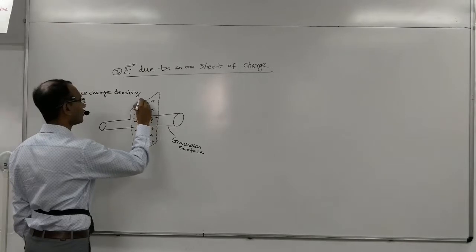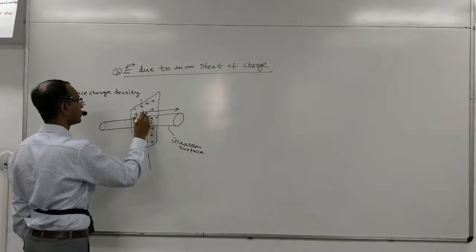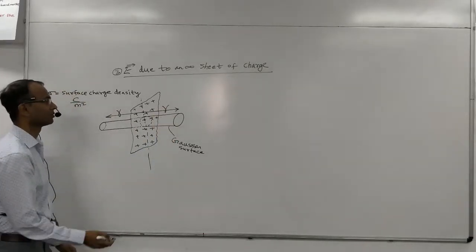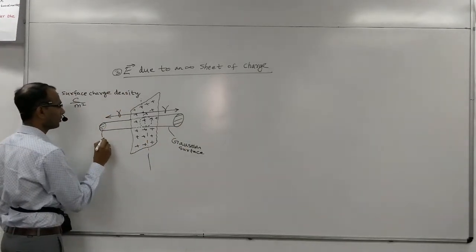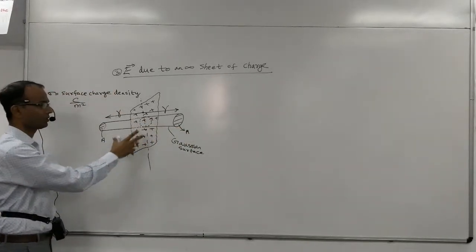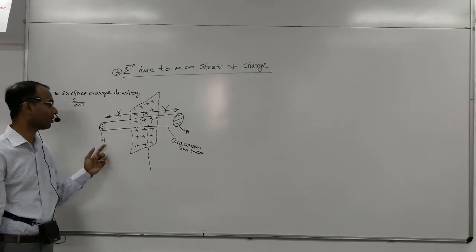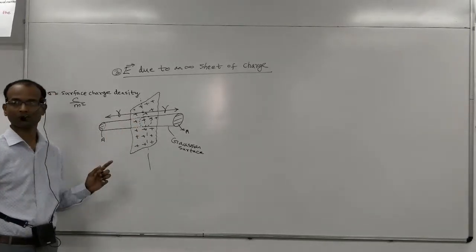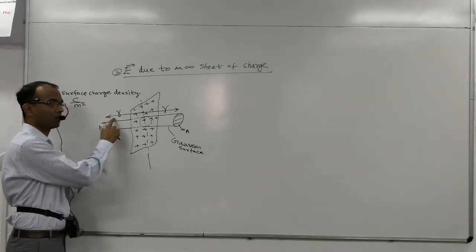And this distance is equal to r. That means each of these areas, let me call it A. So if you think of this cylinder and imagine that it has two caps on the end, circular caps. The end caps have an area of capital A, and the end caps are at a distance of small r from the sheet, both ends. The end caps are at a distance of small r from the sheet.